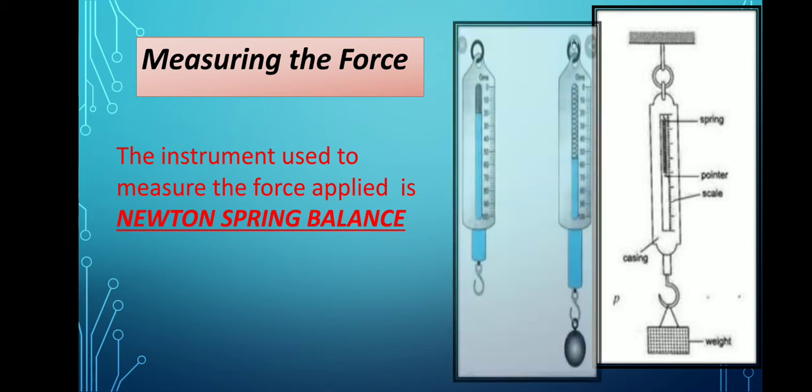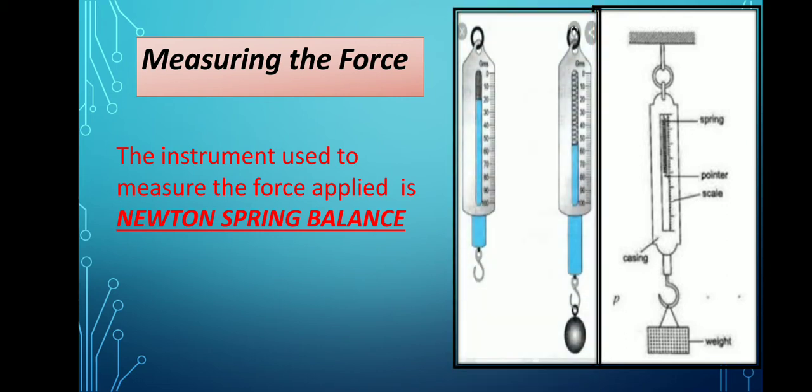Here you can see how the object is hung. First of all, the first image shows a normal scale. Next, a weight is hung on it. So what happened? It is moving down, so the measurement is shown on the scale. For example, you can measure 55 Newton, like that.